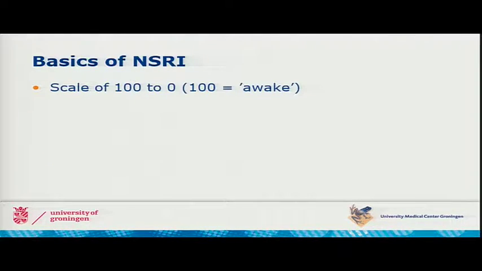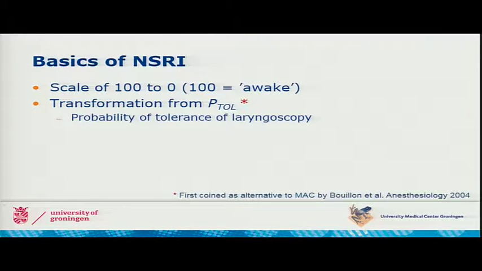So first let me explain what the NSRI is. The NSRI is a calculated parameter on a scale of 100 to 0, where at 100 the patient has received no anesthetic drugs and should therefore be awake. And at near 0 there's a profound drug effect and the patient should be very deeply anesthetized. The NSRI is actually a transformation from the probability of tolerance of laryngoscopy. So in this case, it means that the patient shows no motor response to laryngoscopy, which is a noxious stimulus. And in fact, Thomas Bouillon already coined the PTOL as an alternative to MAC back in 2004.